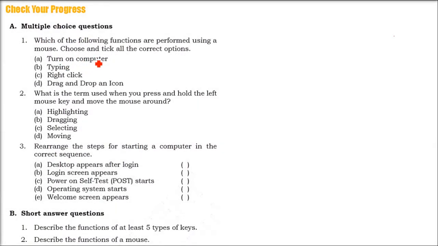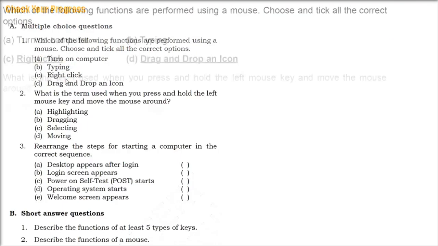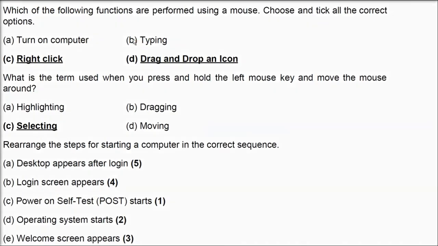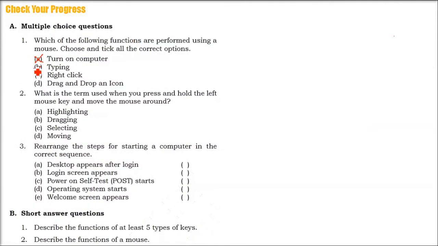Turning off the computer, you cannot do it by mouse. You have to press the proper button. You have to push a button so that the computer turns on. So just remove it. Typing you cannot do with a mouse. After typing, you can do various activities with the mouse, but typing you cannot do with a mouse. So what are remaining? Right click and drag and drop.